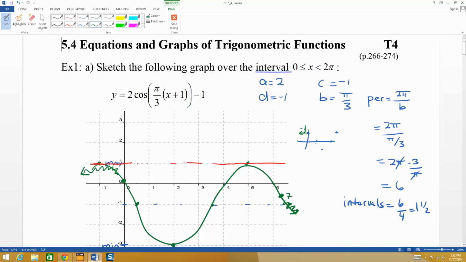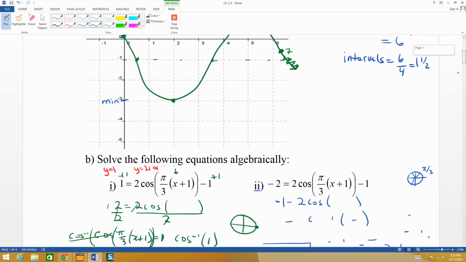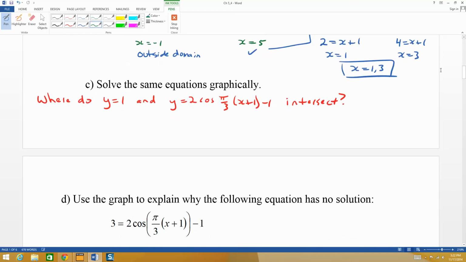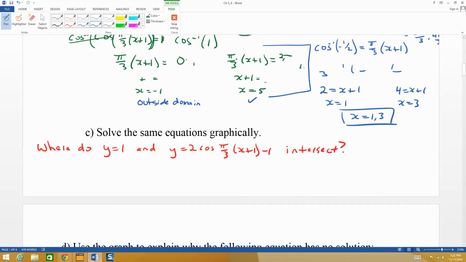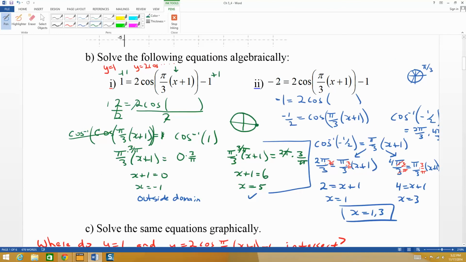So there is one solution when it is equal to 5. This solution at negative 1 is outside the domain. So that is the same as what we got here, isn't it? It's the same as this solution of x equals 5. And our other one was negative 2.